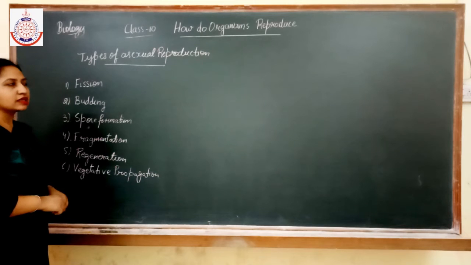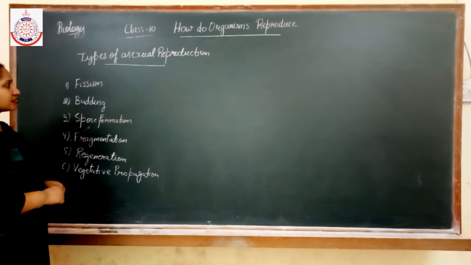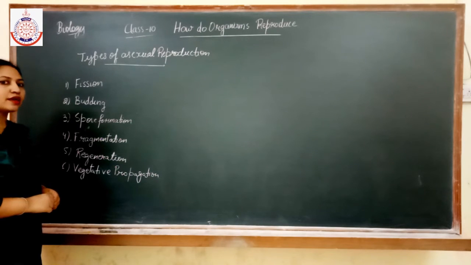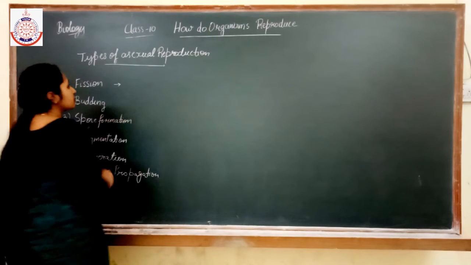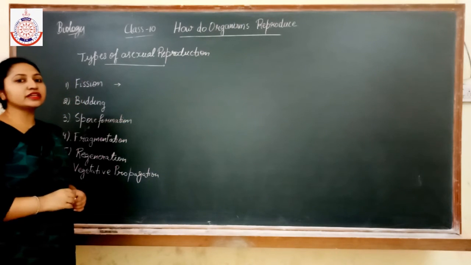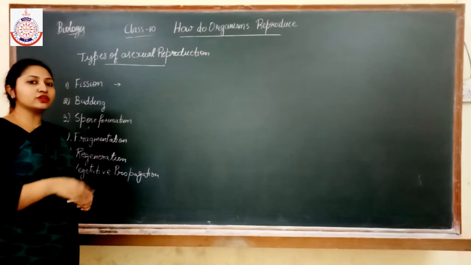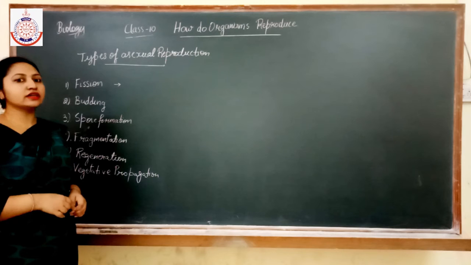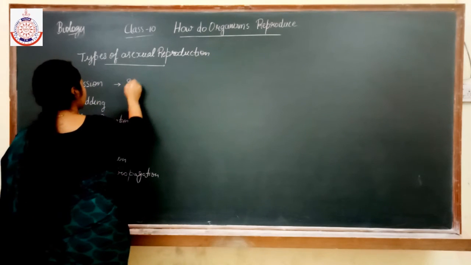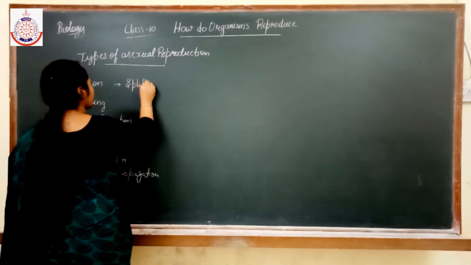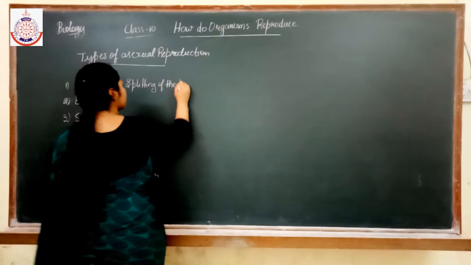So these are the types of asexual reproduction in which only one parent is involved, and sex cells are not produced by the parent organism. Now first is fission. What is fission here? Fission means the splitting of the parent organism to form the daughter organisms. So this is known as fission.